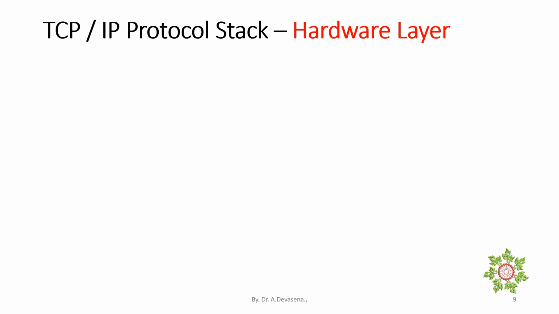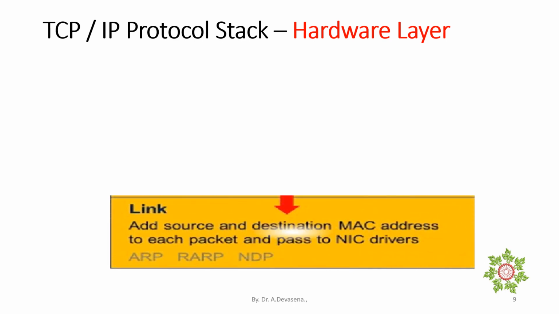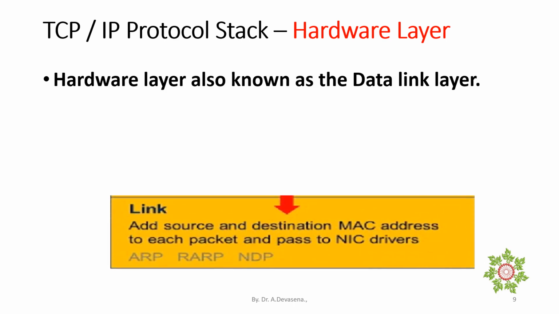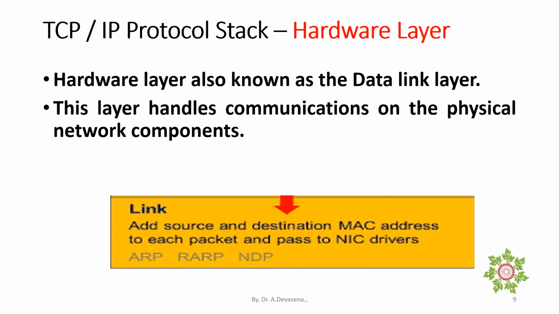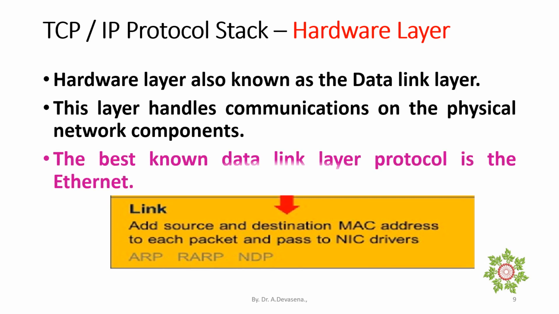Hardware layer. This is the representation of the hardware layer. The hardware layer is also known as the data link layer. This layer handles communications on the physical network components. The best known data link layer protocol is Ethernet.